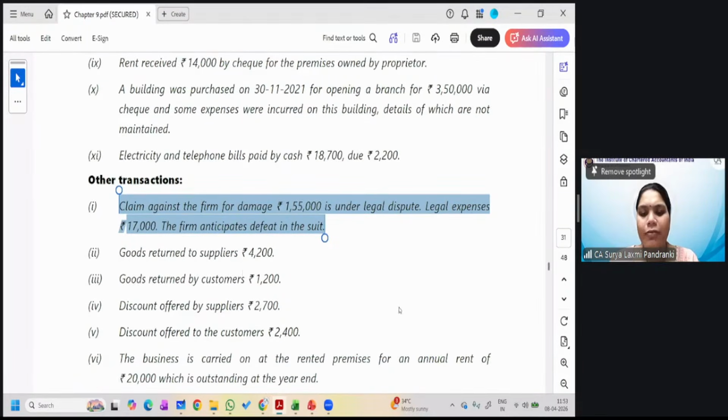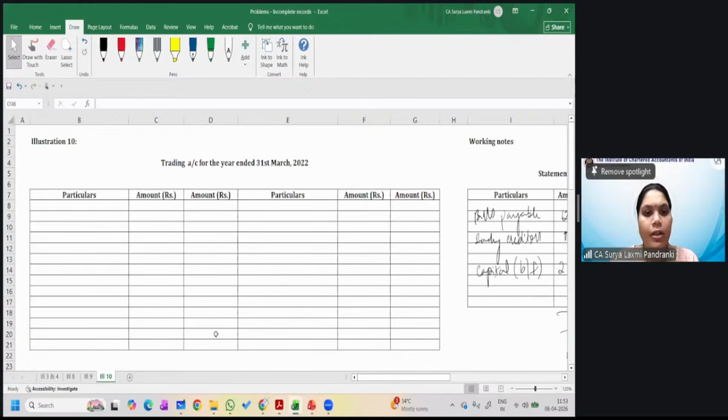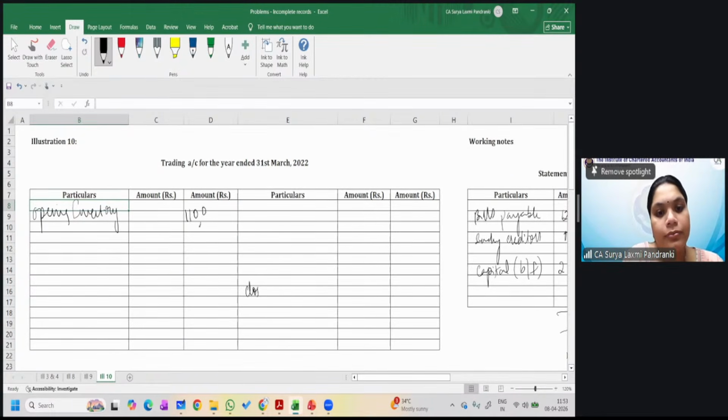Now we have goods. I think we can finish our trading account. Let us finish trading. What will come under your trading account? Opening inventory is coming on the debit side, 1,10,000. And closing inventory is coming on the credit side, 1,90,000.